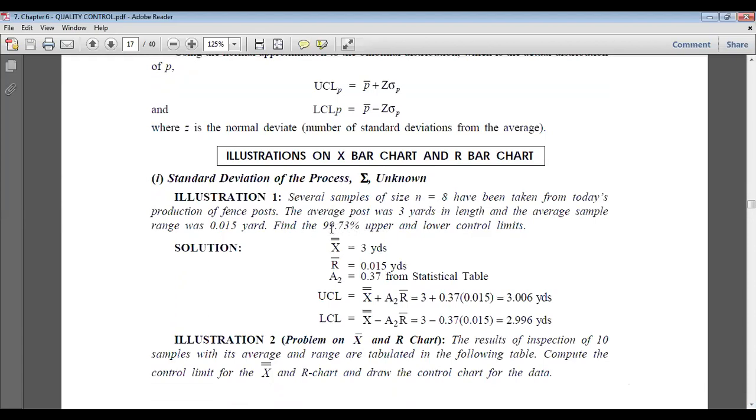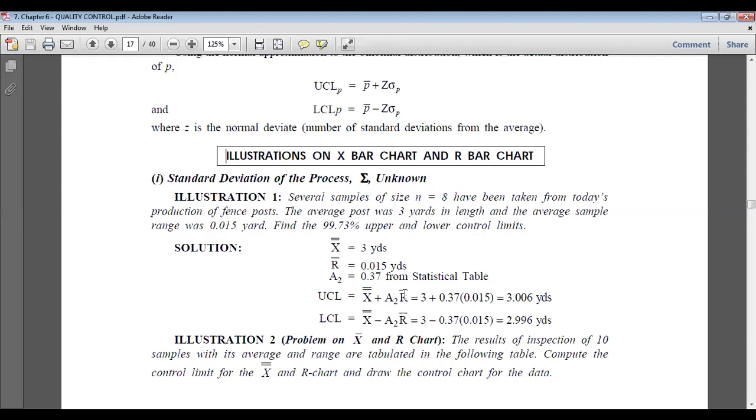We need the 99.733% upper and lower control limits, that is, the samples that fall within the control limits. The average post was 3 yards in length and the average sample range was 0.15 yard. So first, n is equal to 8, the number of samples we have to check. Second, the average sample range was 0.15 yard, and this much data was found between the upper and lower control limits.